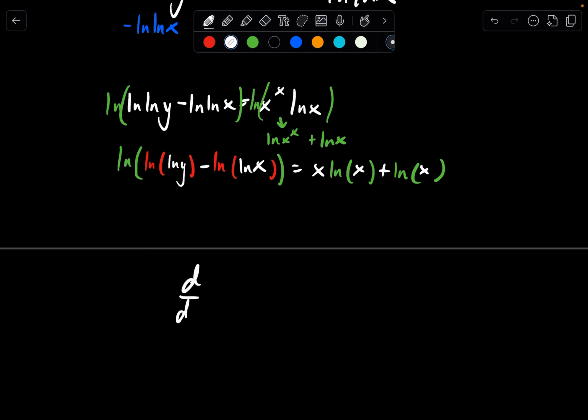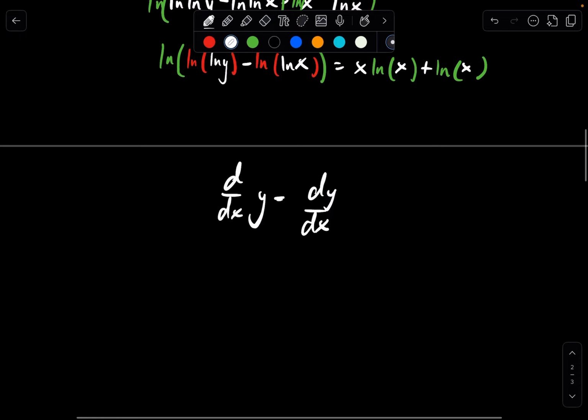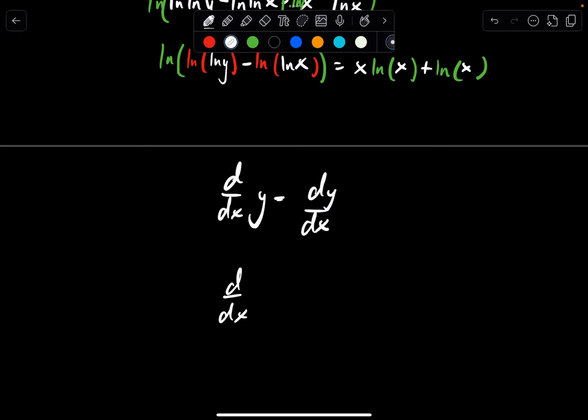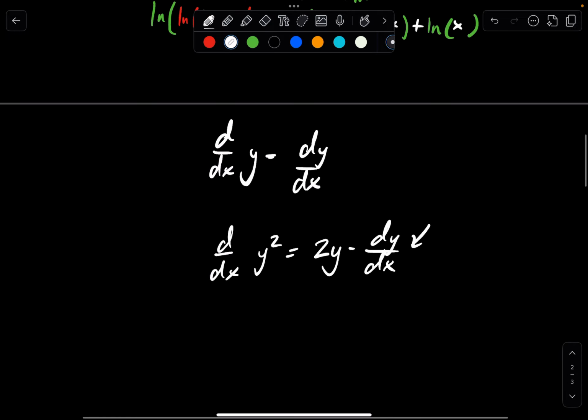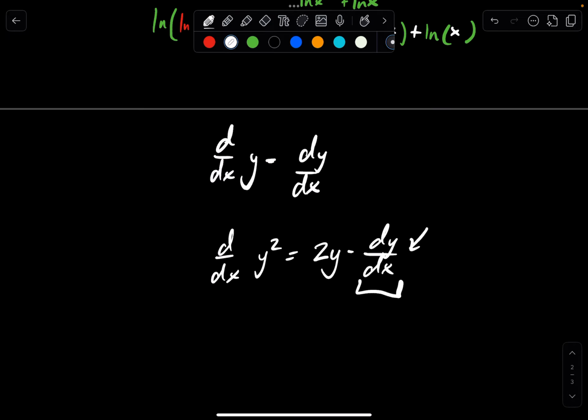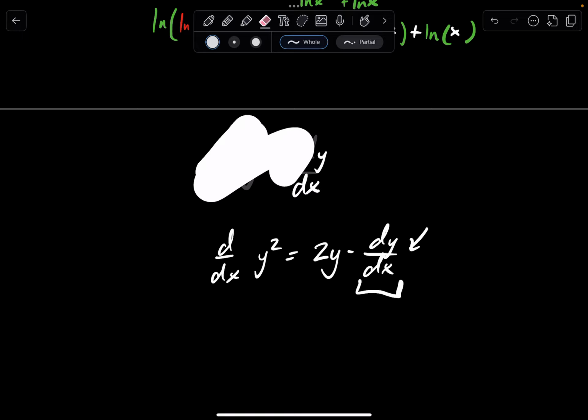When we do d/dx of y, this gives us dy dx. And when we do d/dx of y squared, for example, this gives us 2y, we differentiate normally, times dy dx. That's how chain rule works. So if we're trying to solve for dy dx, we just have to isolate this term algebraically. And we'll see that in action here.